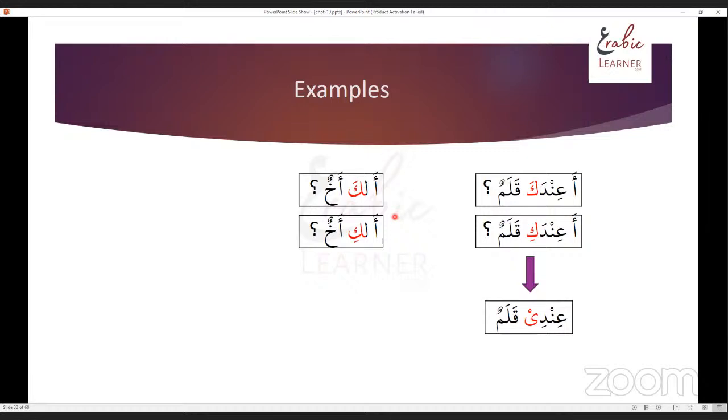If I want to ask someone, do you have a brother? Inda will indicate physical presence, and li can also indicate physical presence, but it will have some kind of ownership or permanent connectivity, brothers and sisters. That's the difference. Alaka akhun or alaki akhun.